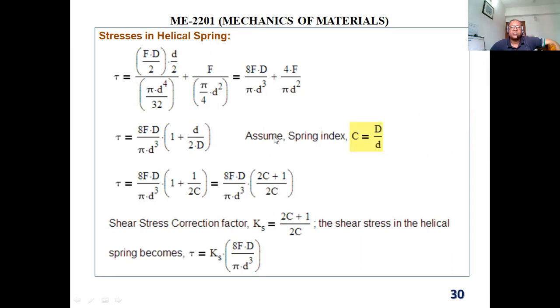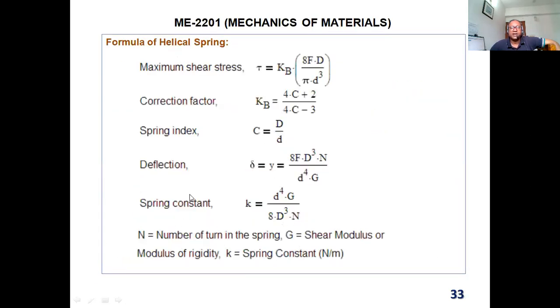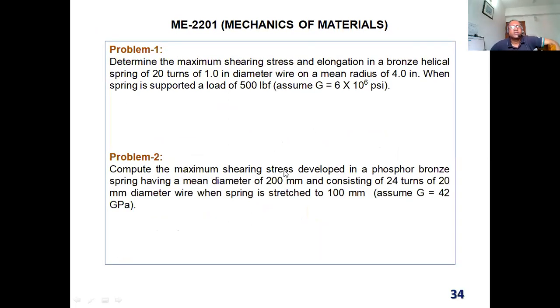Okay, now solve the problem. Same thing we described in the slide, whatever you see in the slide, all the formulas. Problem 1: determine the maximum shear stress. That means you need to know the tau, and the elongation. Elongation means y or delta value. That you need to figure out, y or delta. Tau equal to what? Y, delta equal to what?